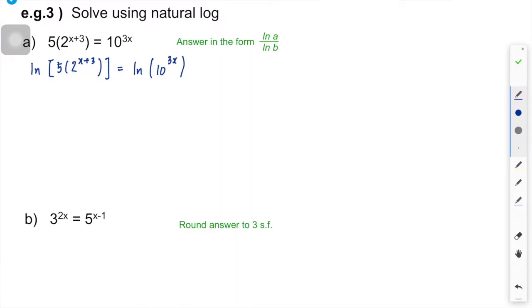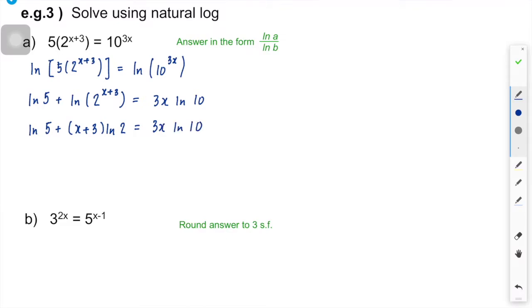This will allow me to separate the multiplication on the left side here into ln 5 plus ln of 2 to the power of x plus 3. And then on the right side, I can immediately write 3x in front of ln x. We can do the same to the second term on the left side and get x plus 3 times ln of 2.